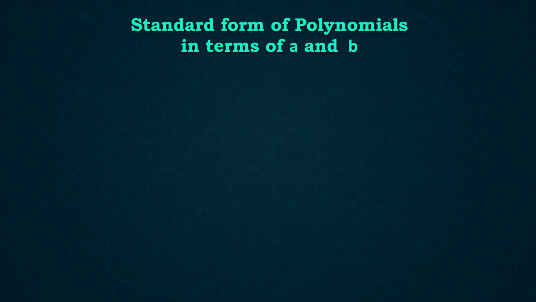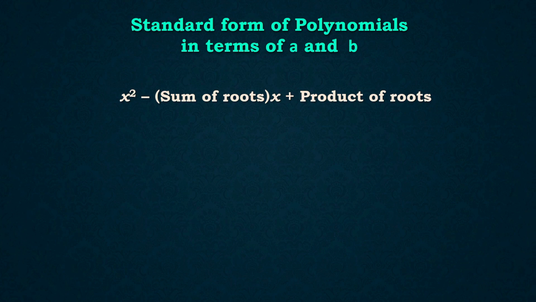Now let us understand the standard form of a quadratic polynomial in terms of a and b. If a and b are the zeros or roots of a quadratic polynomial, then the polynomial can be written using the sum and the product of the roots. The standard form is x square minus sum of roots multiplied by x plus product of roots.